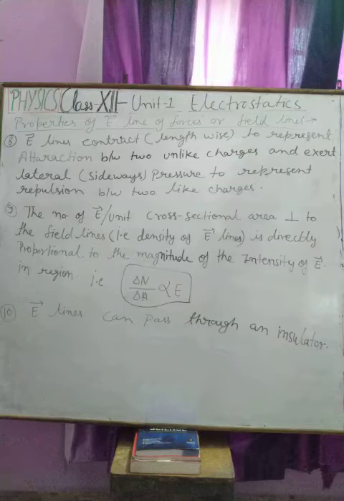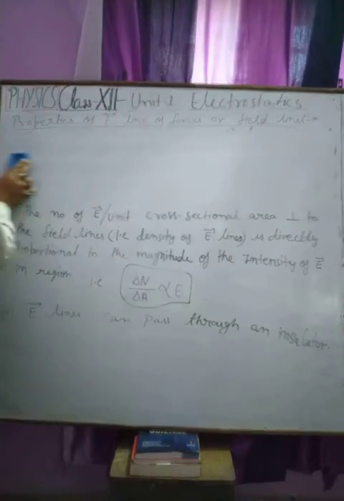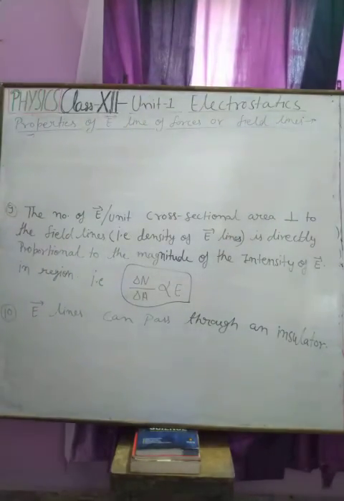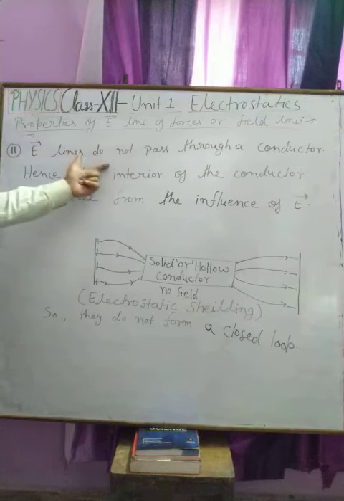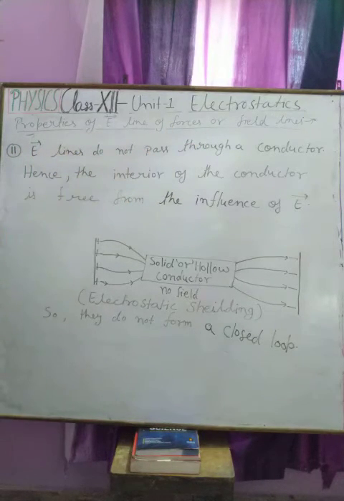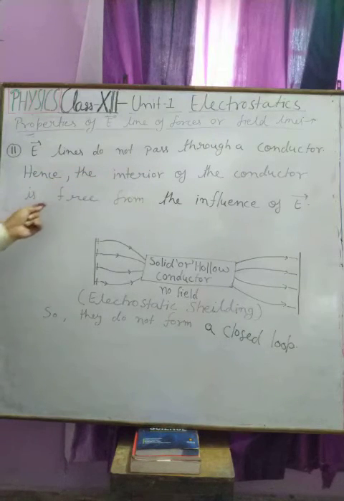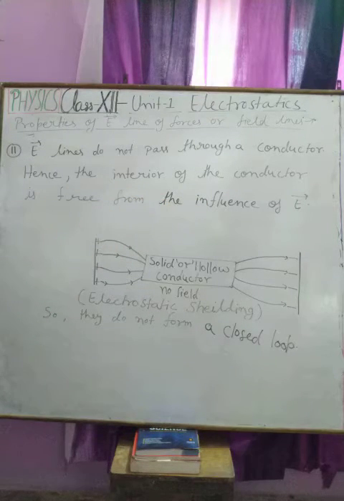Now we are moving to the last property of electric field lines. The last property is that electric field lines do not pass through a conductor, hence the interior of a conductor is free from the influence of electric field. It is shown by the figure.